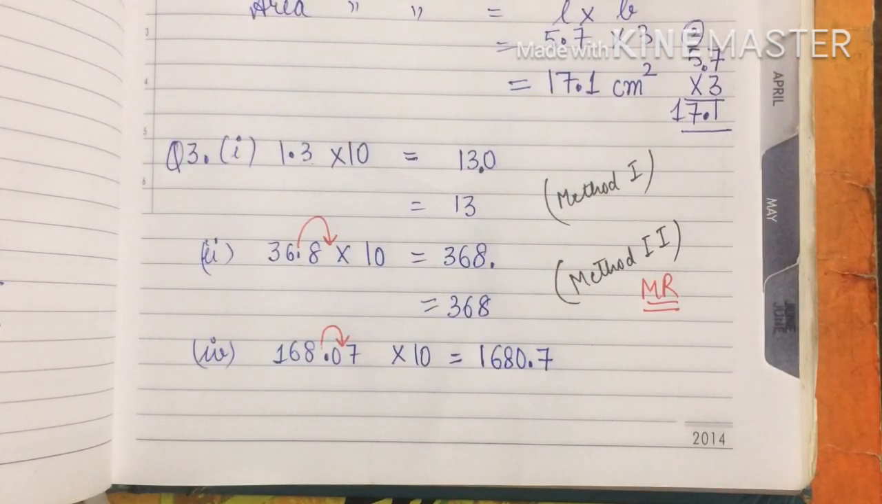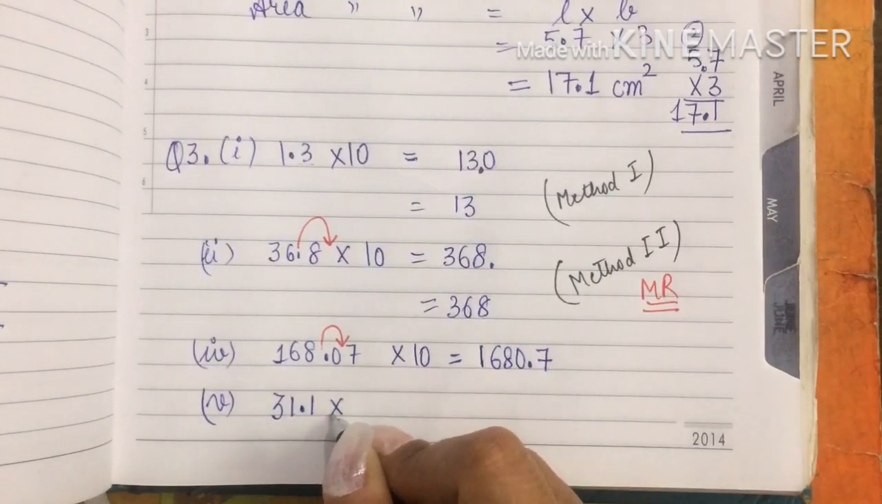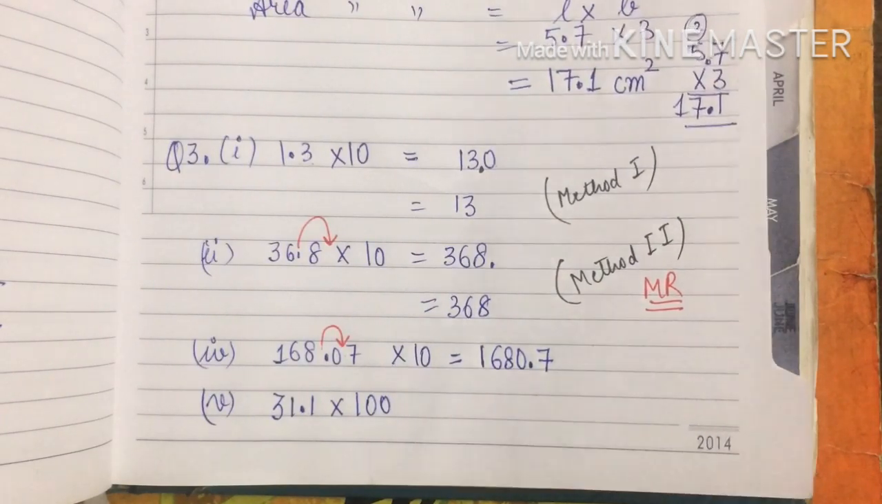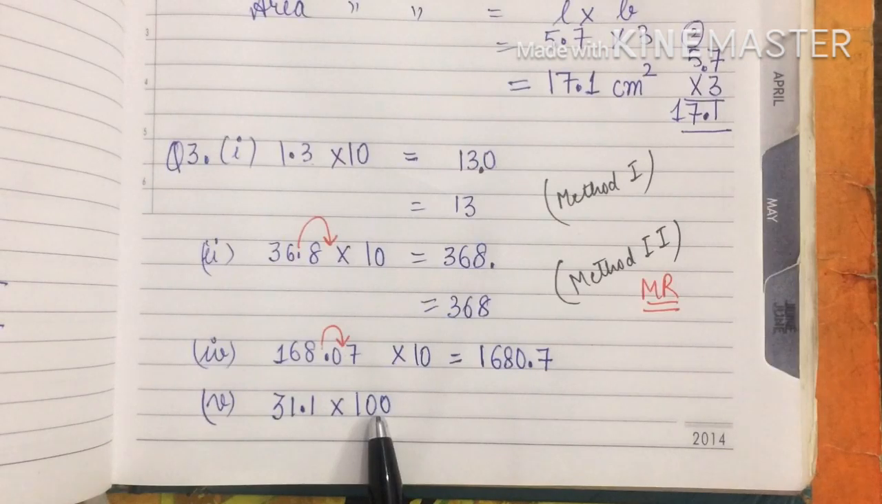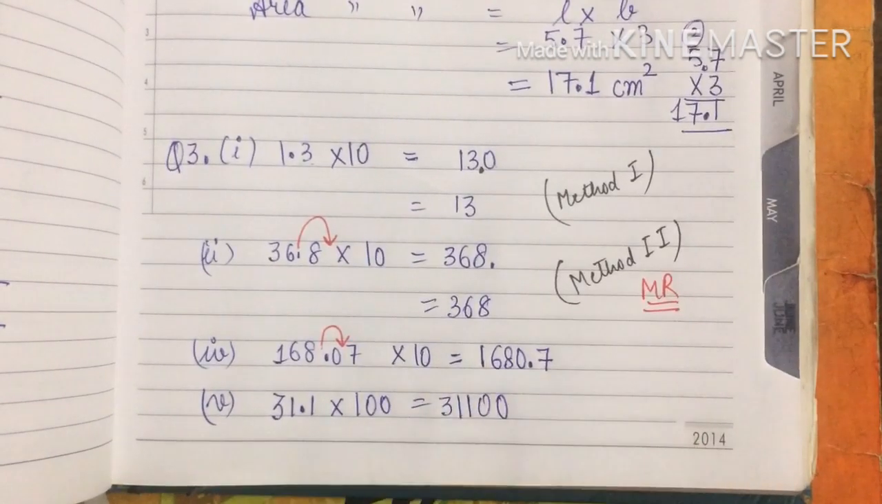Let's do a few more parts. Fifth part, we have 31.1 multiplied with 100. Now let us multiply this orally. I'm using the first method. So if there was no point, this will be 311. 311 into 100 will be 311 with double zeros.